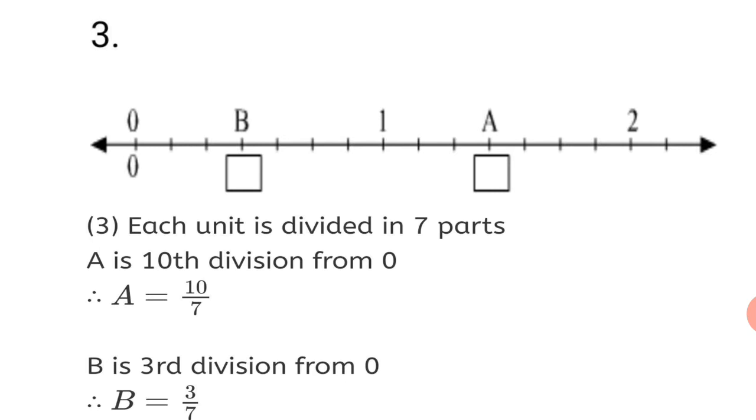So A is equal to 10 upon denominator 7. Why denominator 7? Because from 0 to 1, the parts are 7. The divisions are 7. Now let's go to B. B is 1, 2, 3. Third division from 0. So B is equal to 3 upon denominator 7.